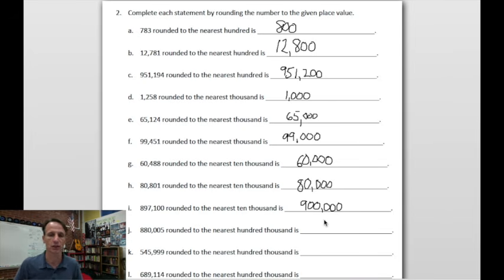Let's finish up here. We have 808, these ones will be easier. 880,005 rounded to the nearest 100,000. Well, we have 800,000, 100,000 more is 900,000. Midpoint would be 850,000, 50,000 being half of 100,000.